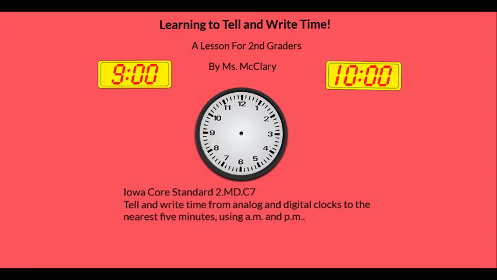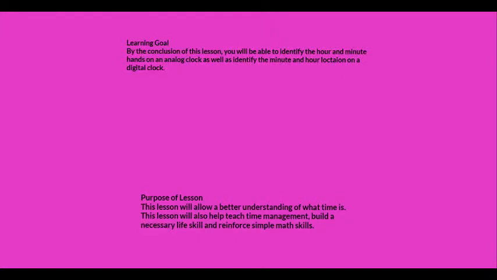Today we will be learning to tell and write time. The course standard that we will be referring to is 2.MD.C.7, to tell and write time from analog and digital clocks to the nearest 5 minutes using AM and PM. The goal of today's lesson is to be able to identify the hour and minute hands on an analog clock, as well as identify the minute and hour location on a digital clock.